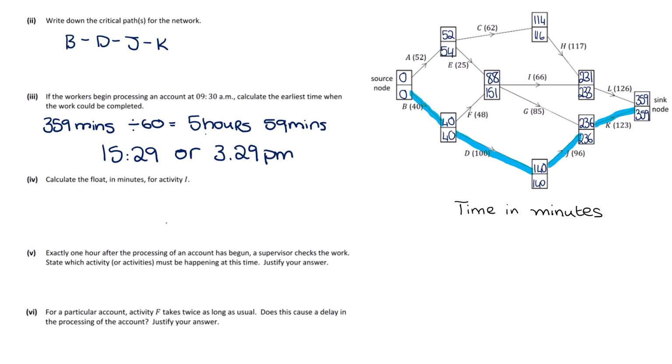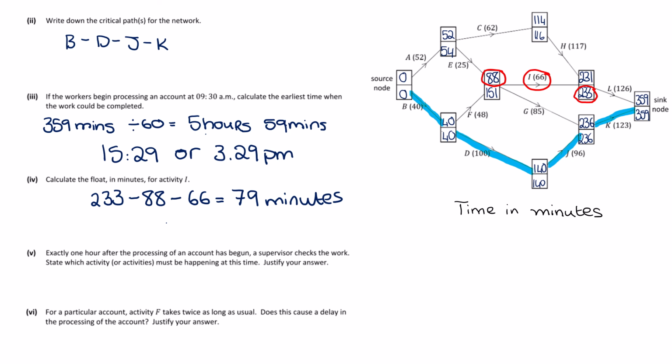Calculate the float in minutes for I. So when we're calculating the float, a little issue students run into is they just focus on the early and late times at the end. The calculation is the latest late time minus the earliest early time, minus the duration. So this is going to be 233, the latest finishing time, minus 88, the earliest start time, minus 66, the duration, and that gives us 79 minutes. So just be really careful. Make sure you're very clear on that float.